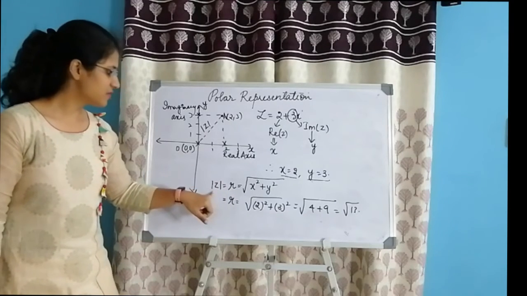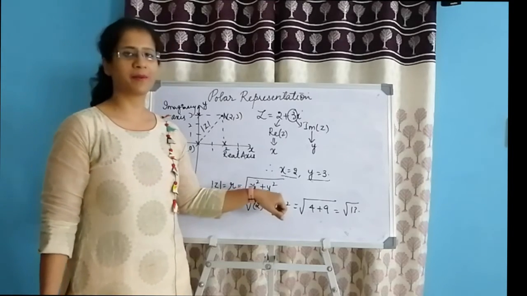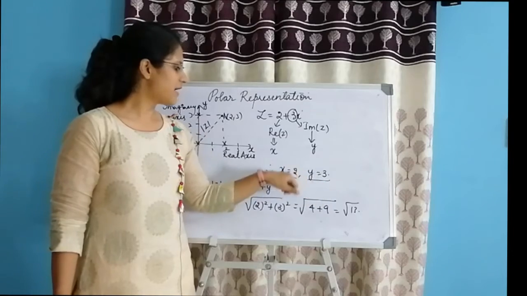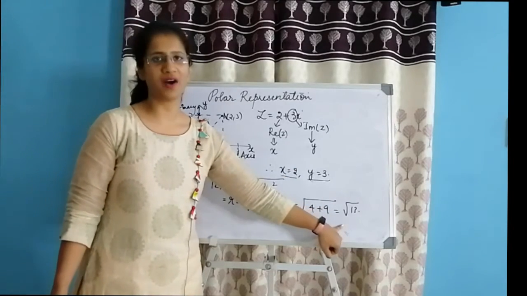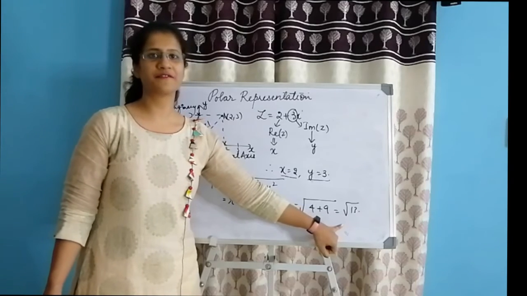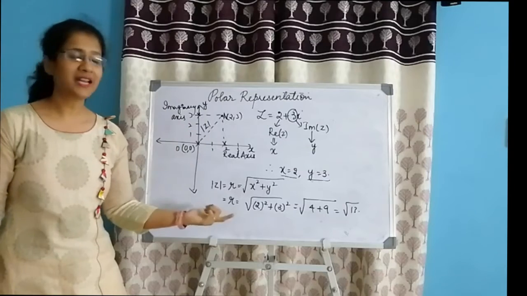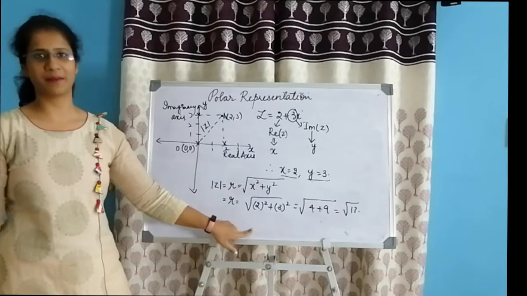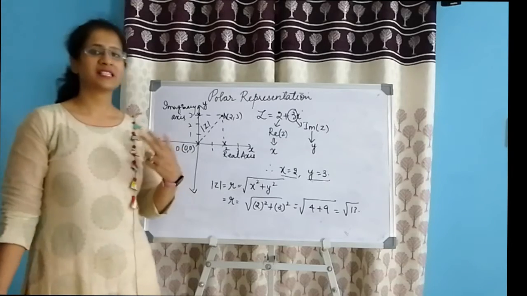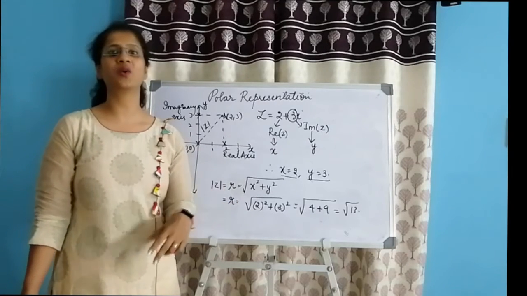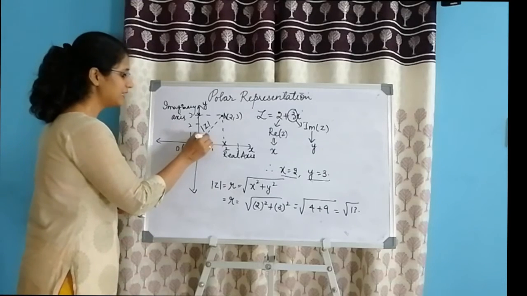So now, modulus of z is equal to r, and this r is given by square root of x square plus y square. We already know the value of x and y. Substitute back here and you will get the value of r. So this is the first step. The first step involves finding modulus of the given complex number. After finding modulus, step number 2 is to find the argument. Here argument is nothing but angle theta.